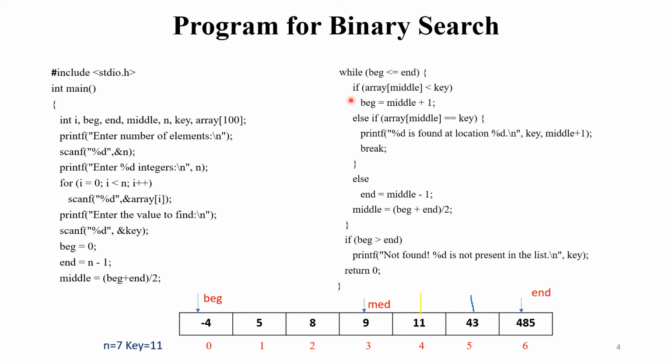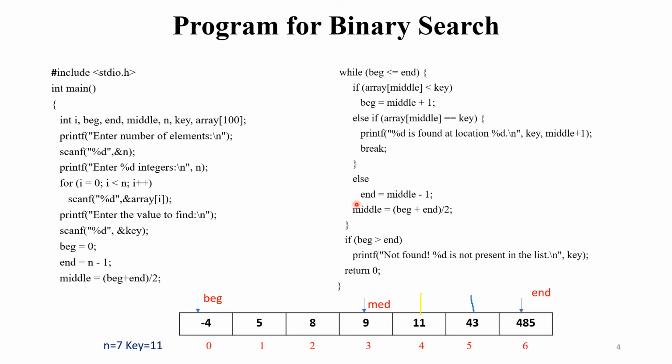Then we enter this if condition: if array of middle is less than key. Here array of middle is 43. So 43 is less than 11. This condition is false. Then we go to the next statement, that is the else if condition. Here array of middle is equal to key. Array of middle, 43, is equal to key. This condition is also false. Then we go to the else part.